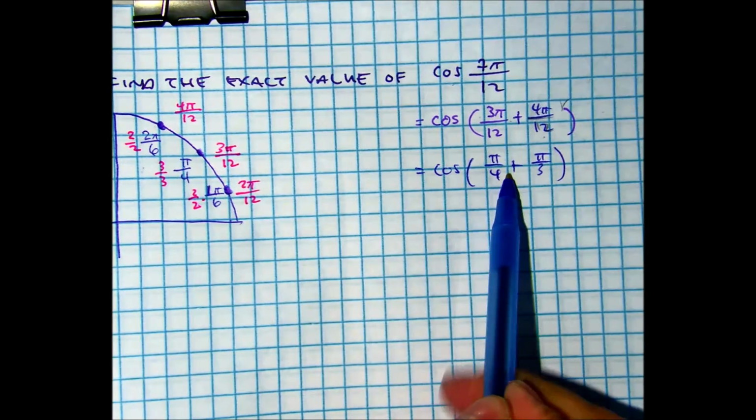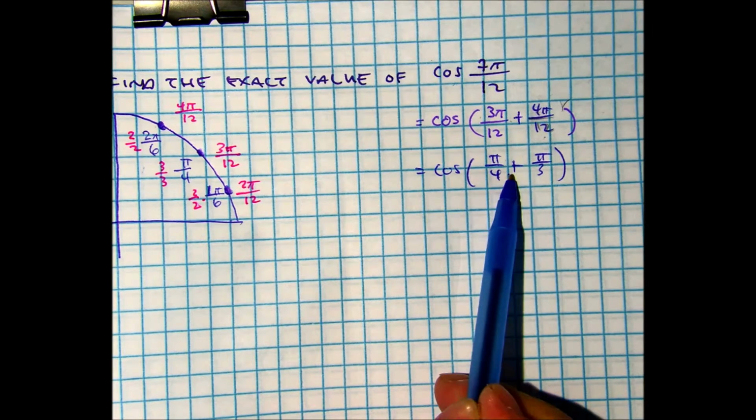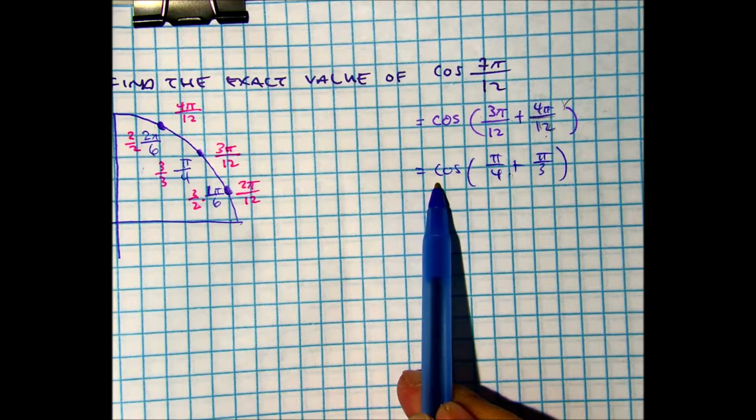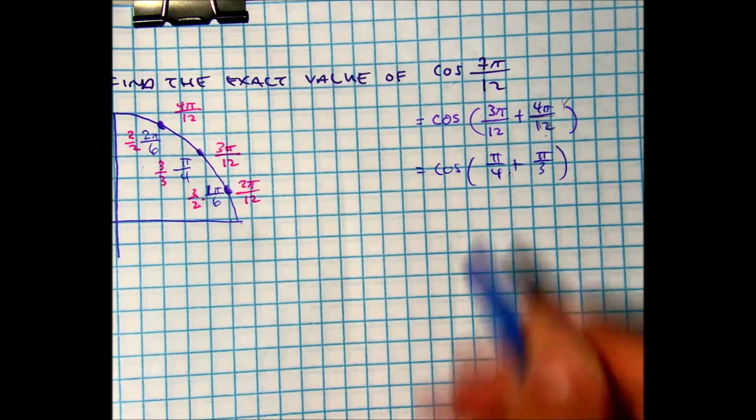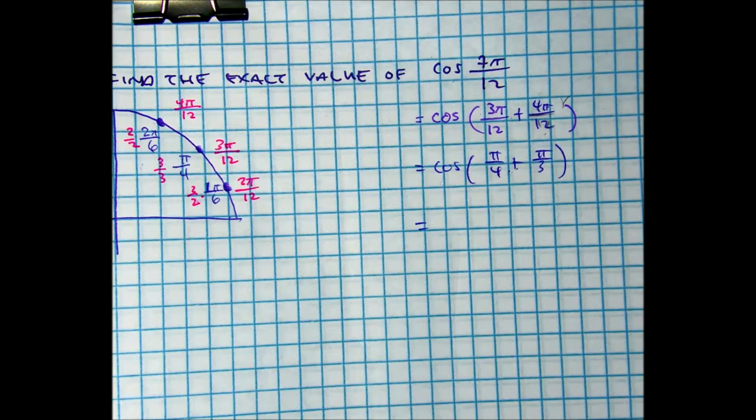Class, is this sum or difference? This is the sum identity of what? Cosine. Partner B, tell partner A, what is the sum identity of cosine? I'm calling the student in about 20 seconds. Ready, set, go.